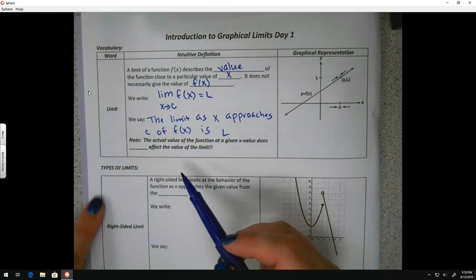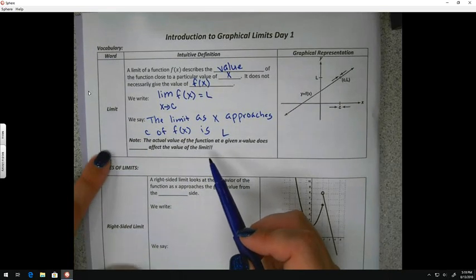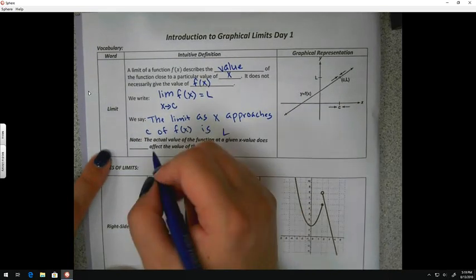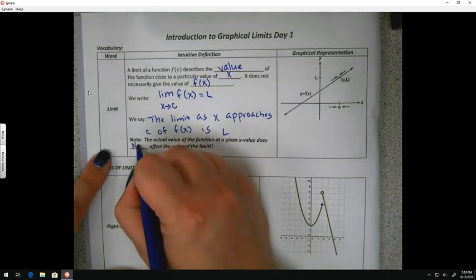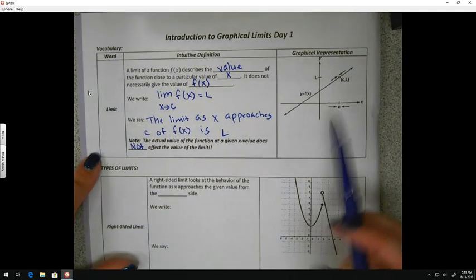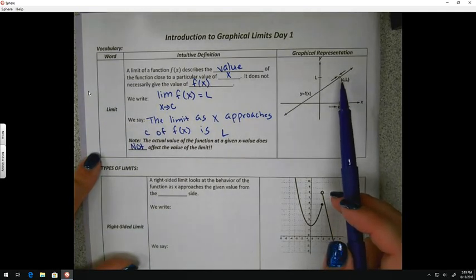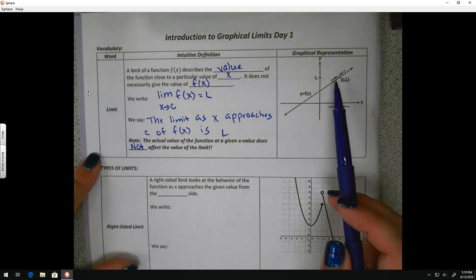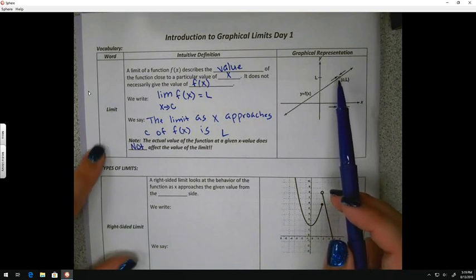So the actual value of the function at a given x value does not affect the value of the limit. We're going to talk a lot about that, okay? But this is the most basic picture of it going on, is just an open circle. The y values are still approaching this value of L, they just don't equal it, and that's okay. That's what a limit actually is.